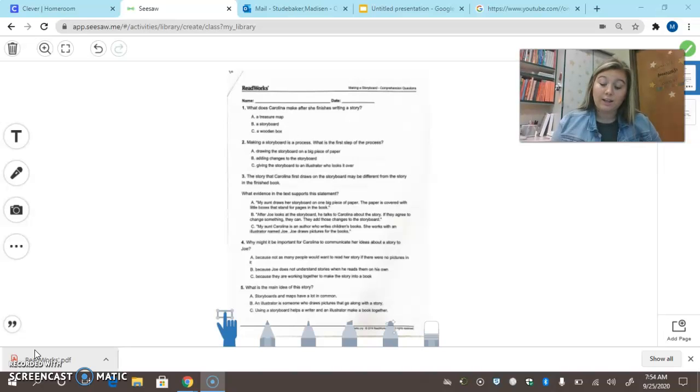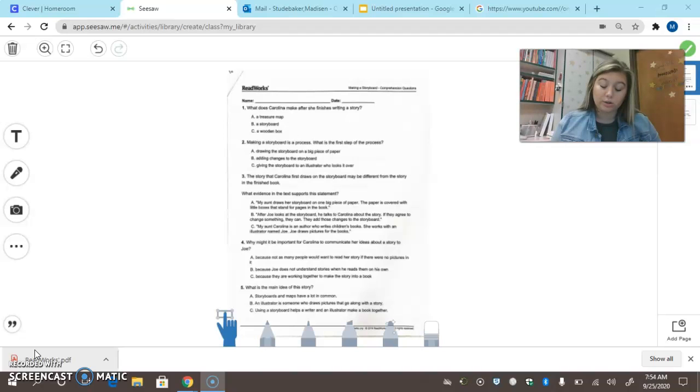My Aunt Carolina gives her storyboard to Joe. The sketches help communicate her ideas. After Joe looks at the storyboard, he talks to Carolina about the story. If they agree to change something, they can. They add those changes to the storyboard. When the storyboard is done, Carolina and Joe put the book together.